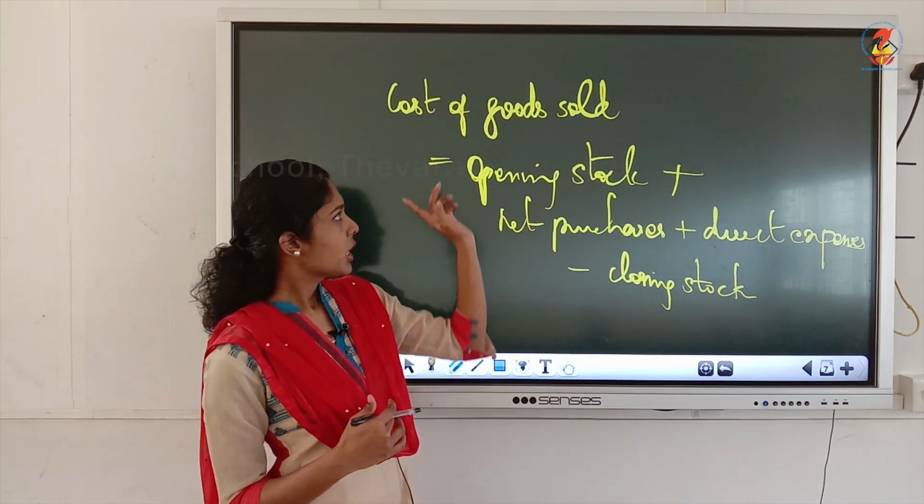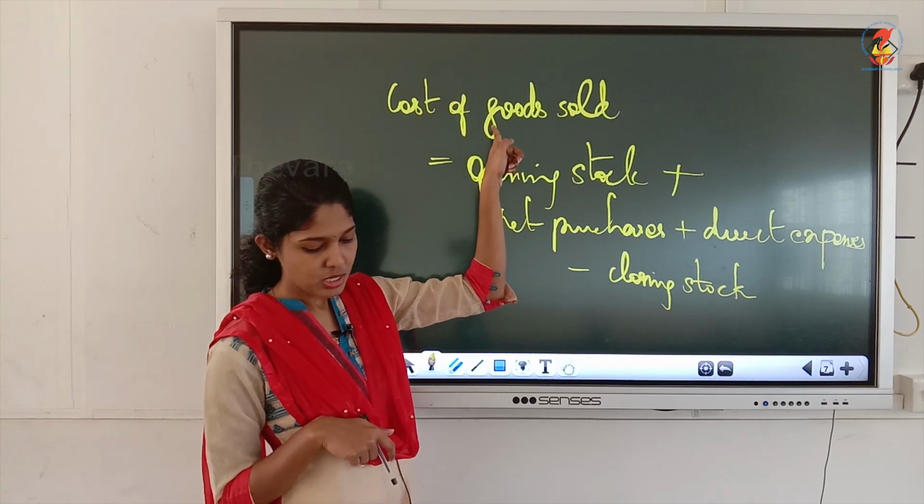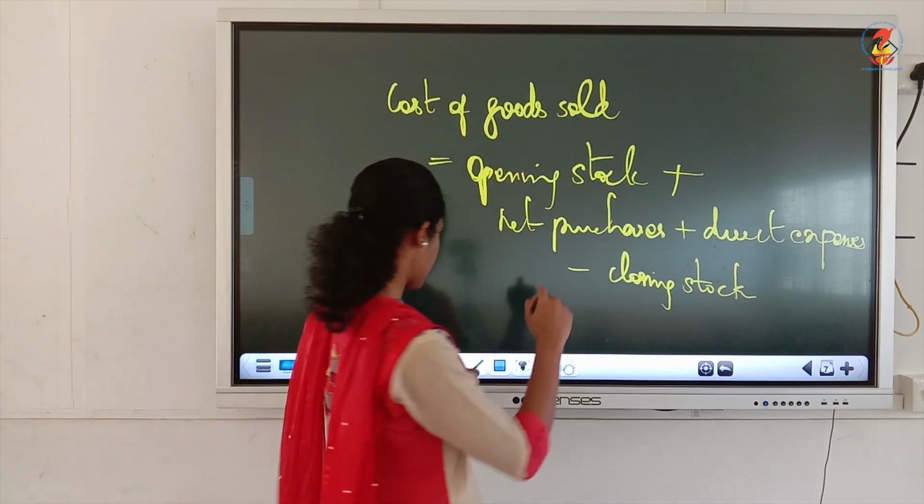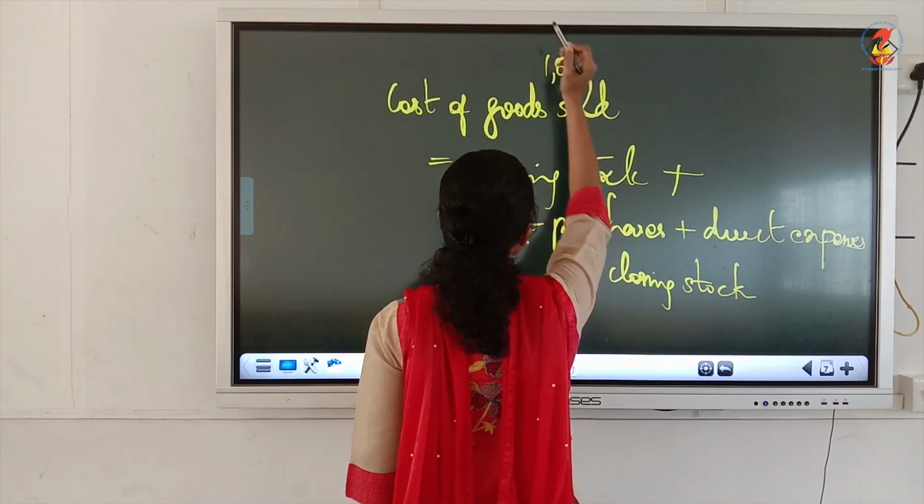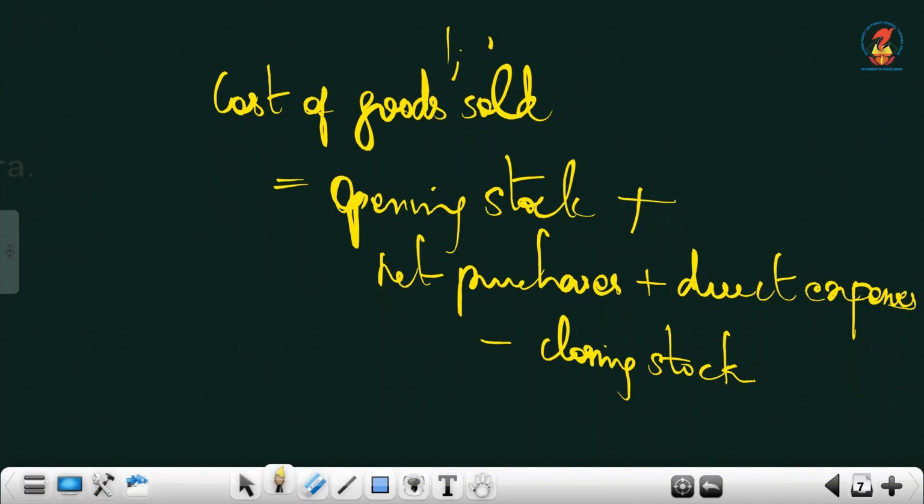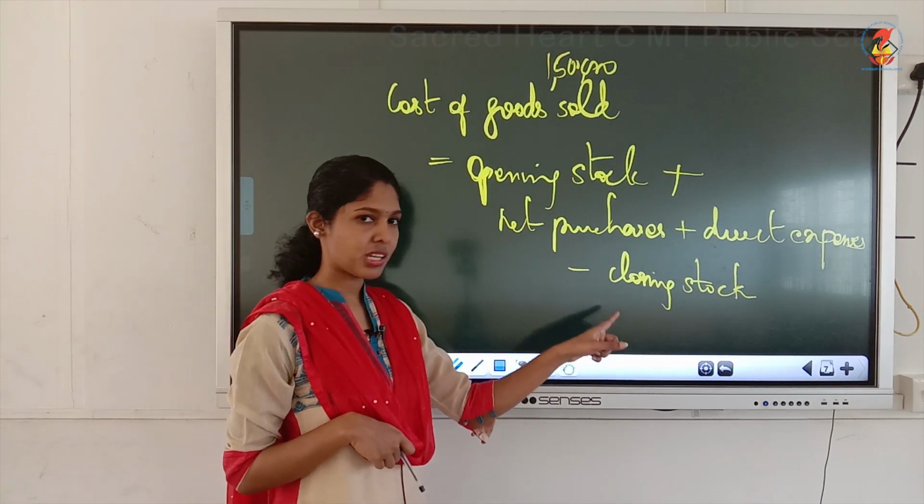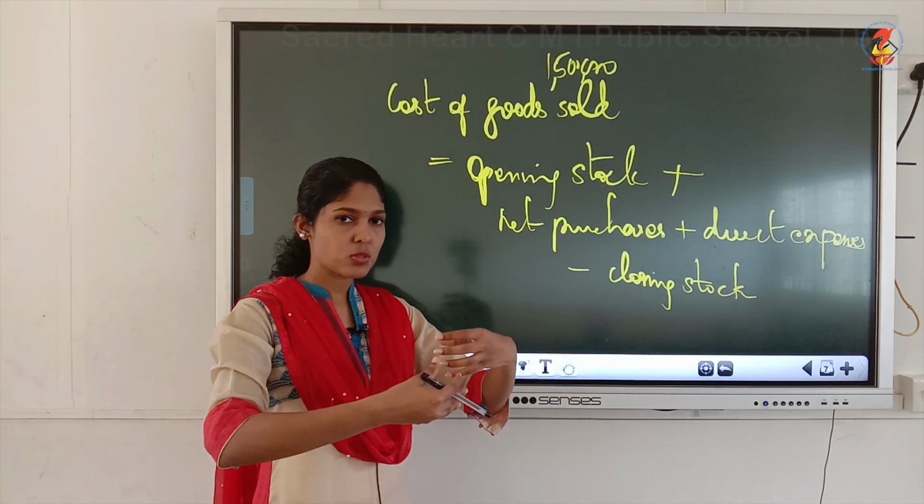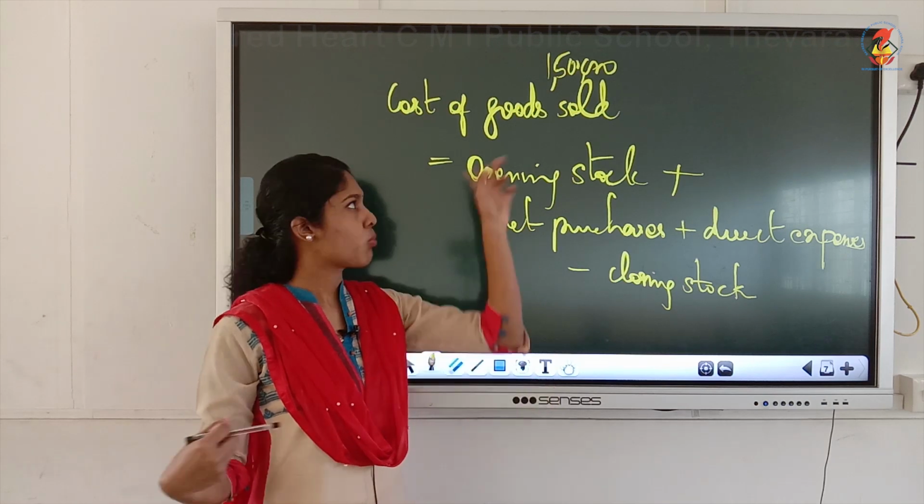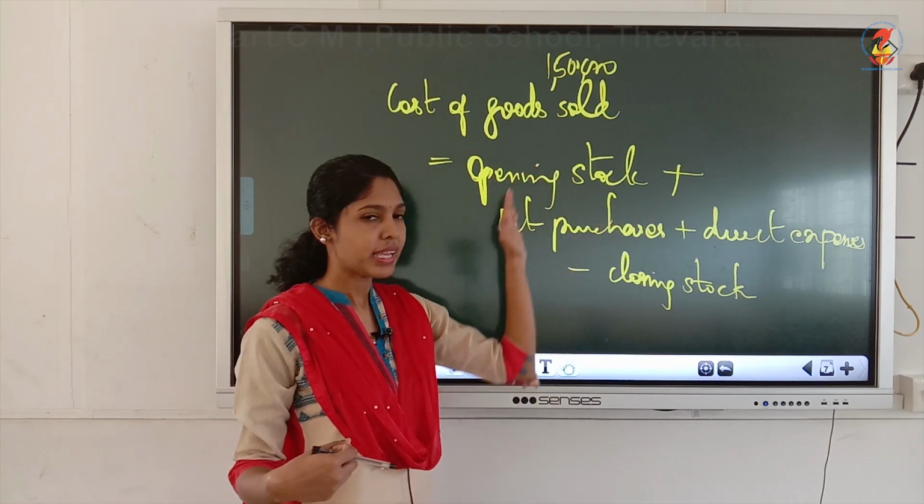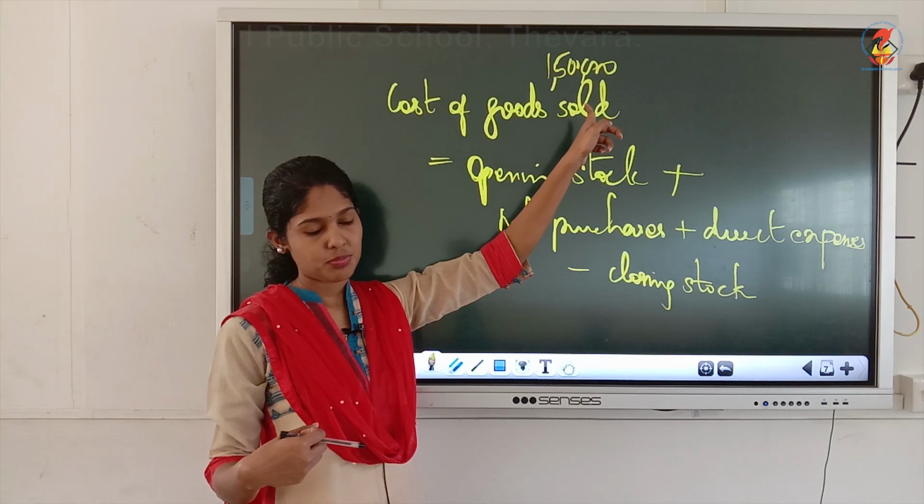You have the first item in the question, cost of goods sold 1,50,000. Okay, this is given 1,50,000. And now you know that this 1,50,000 includes opening stock, net purchases, direct expense. Is it including closing stock? No, because it is written less closing stock. So, closing stock is being excluded from this 1,50,000. Rest all items are there in this 1,50,000.